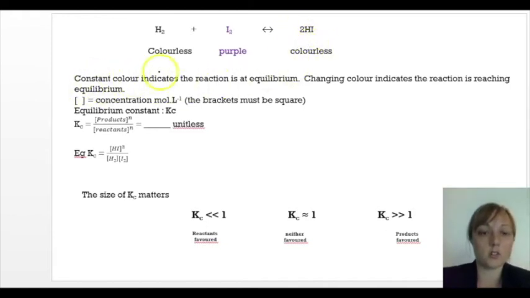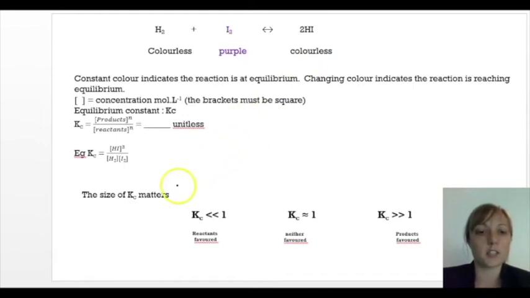So the constant colour indicates that it's at equilibrium. Now that could be a pale purple, depending on how much of the reactants and how much of the products have been formed. So if we've still got some reactants present, it's still going to have some tinge of purple. More reactants, it'll be a darker purple. And more products, it's going to be a lighter purple.